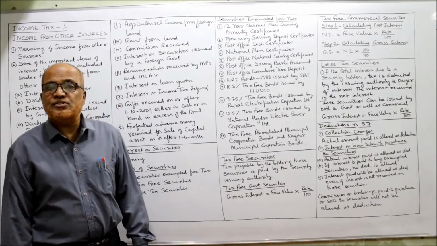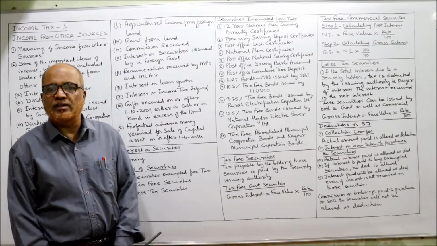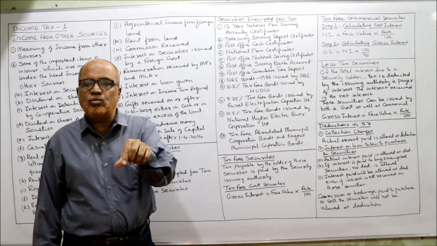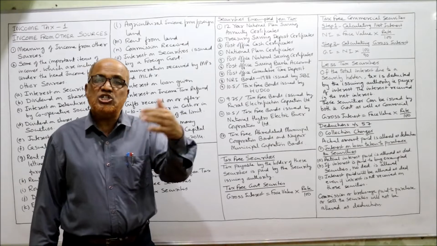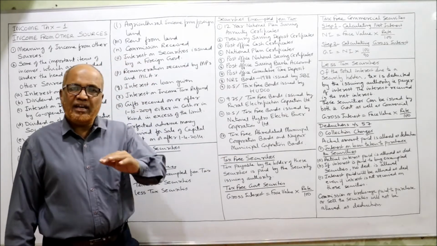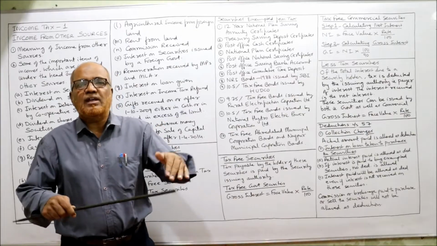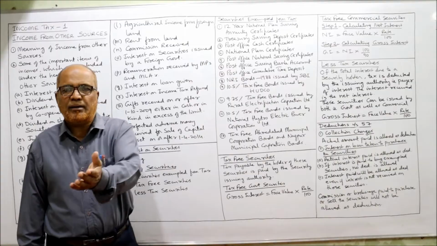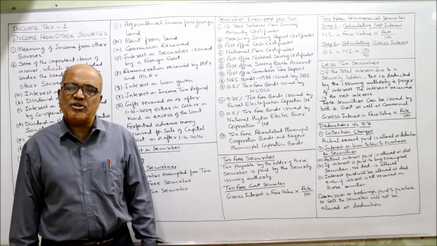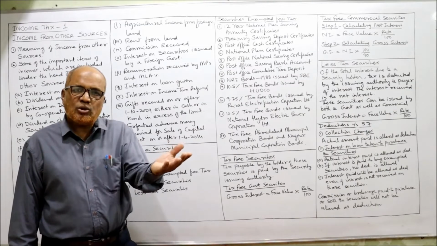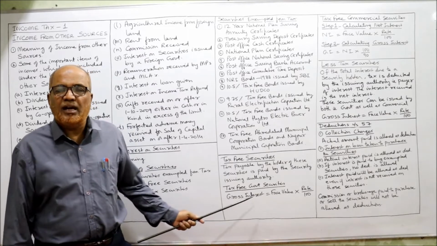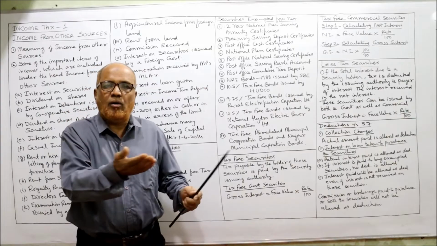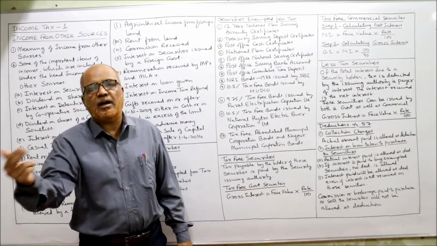Now, the second category of securities are tax-free securities. Tax-free securities are those securities on which the tax will be paid by the issuing authority. Whoever issues the security, they themselves will pay the tax. This security may be issued either by the government or by commercial companies. Government may issue or companies may issue. Which security? Tax-free. In that case, the issuing authority may be the government or the issuing authority may be a company.